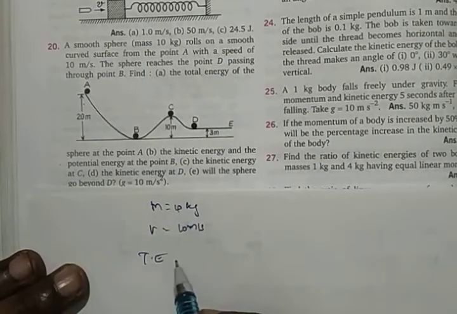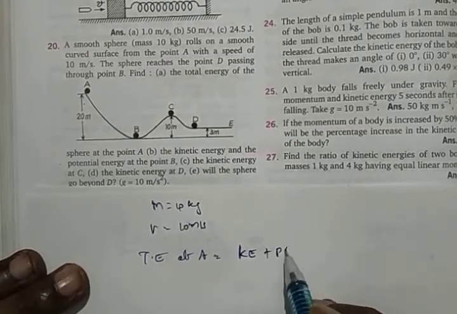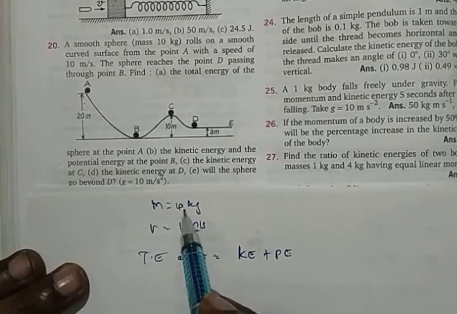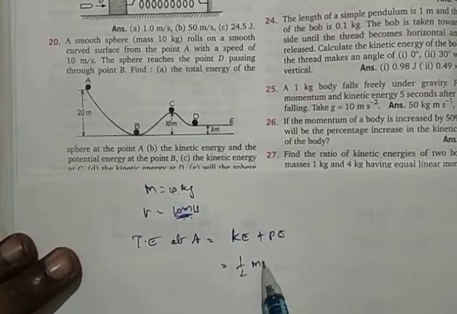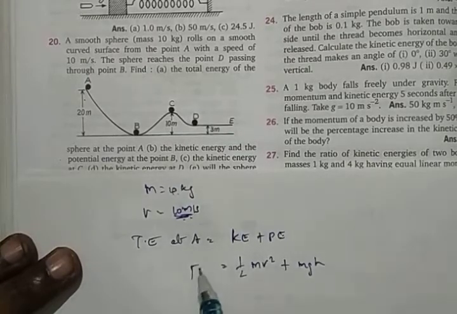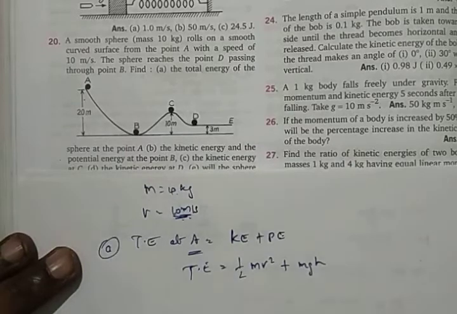Total energy at A is going to be equal to kinetic energy plus potential energy. What is the kinetic energy? Already it is having a mass and a velocity here, that is half m v square plus m g h. That is the total energy at A. This is the A part.